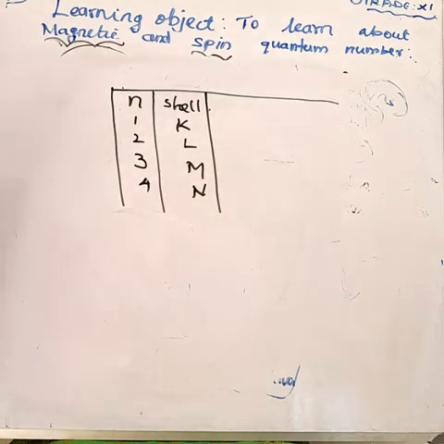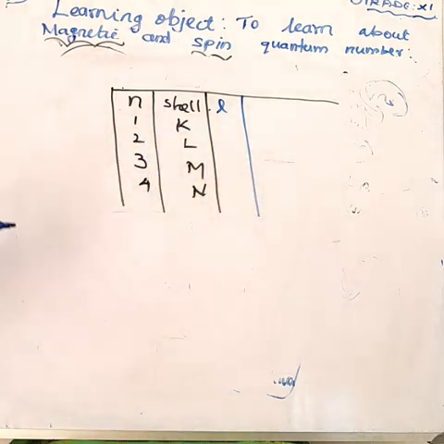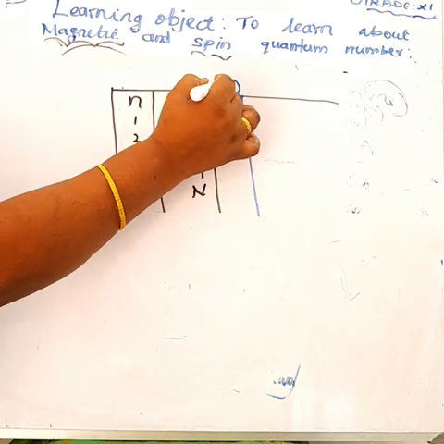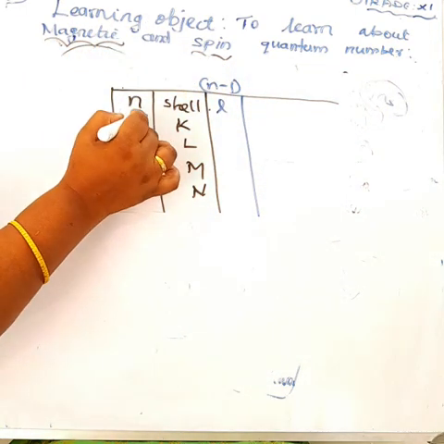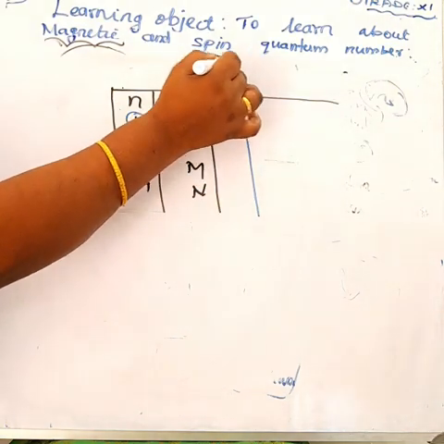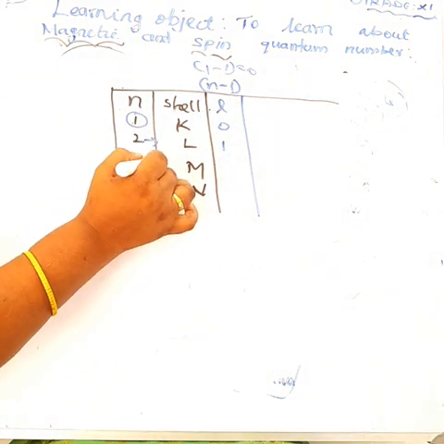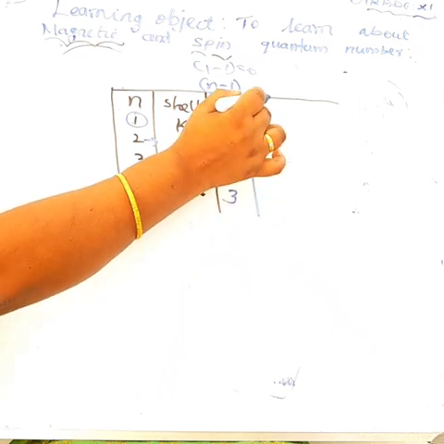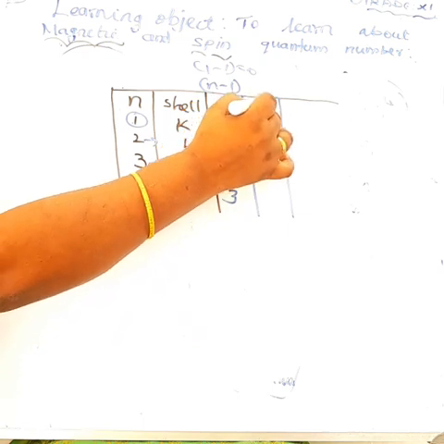Okay, and then the azimuthal quantum number. It is denoted by L, and its value ranges up to n minus 1. When n is equal to 1, L value is 0. When n is equal to 2, L value is 1. When n is equal to 3, L value is 2. When n is equal to 4, L value is 3. Each L value represents a subshell.